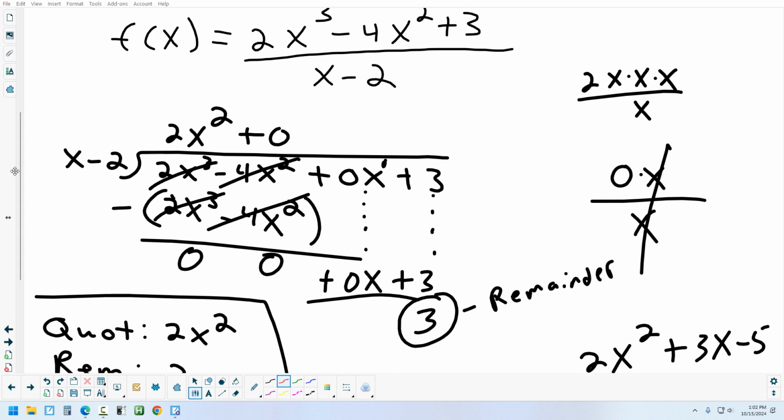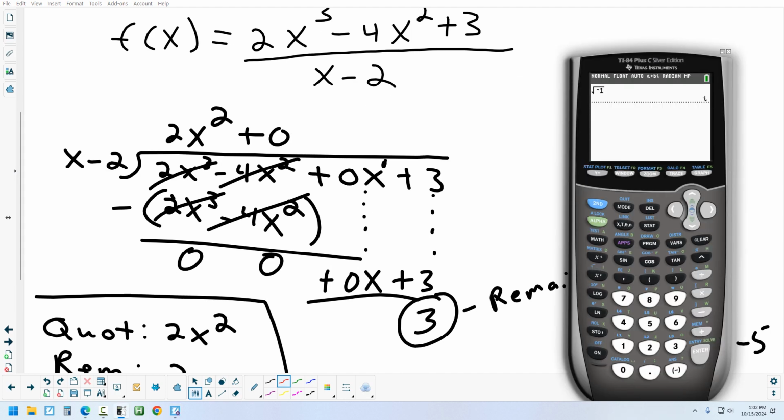All right, so what we want to do is first type in the original problem. And because it's a fraction, what am I going to need around the top and the bottom? Parentheses over everything? Yeah, we need parentheses around the top and the bottom. So we're going to put that in. That's 4x squared plus 3, and divide by x minus 2.